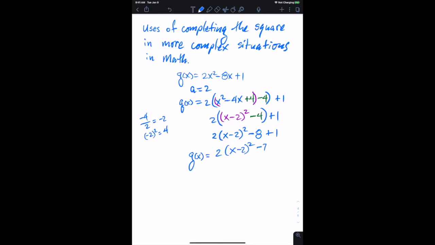In total, it's g of x is equal to 2 times x minus 2 squared minus 7. And I want you to recognize this is now in vertex form, where h is equal to 2 and k is equal to negative 7. So we have a vertex of 2, negative 7, and we have a stretch vertically of 2 from this guy right here.